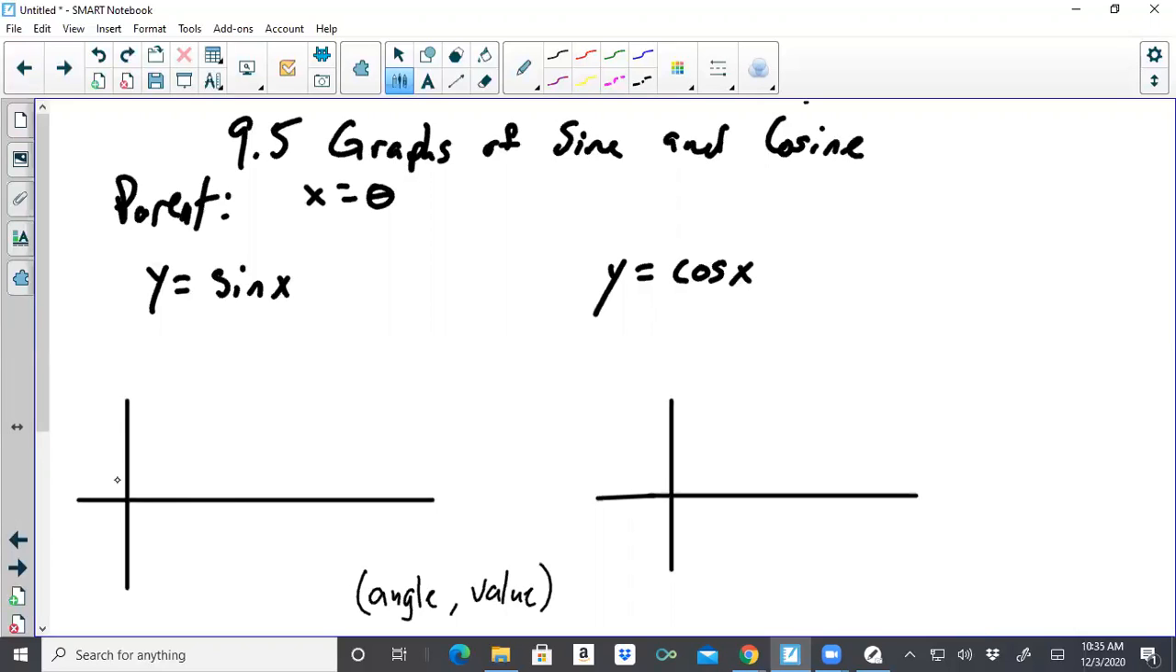There are 4 numbers on the unit circle that are really nice for sine. Those 4 numbers are 0, 1, 0, and -1. Those are the 4 numbers, and they happen in 4 distinct locations. They happen at pi over 2, pi, 3 pi over 2, and 2 pi.